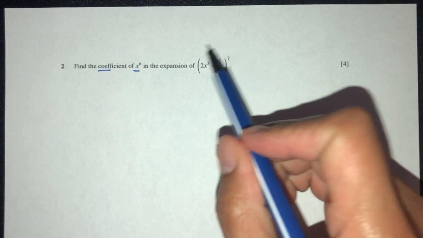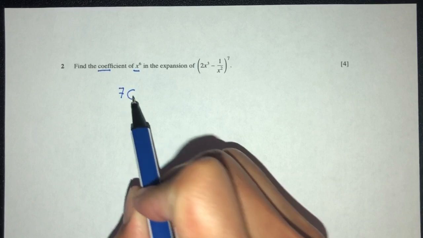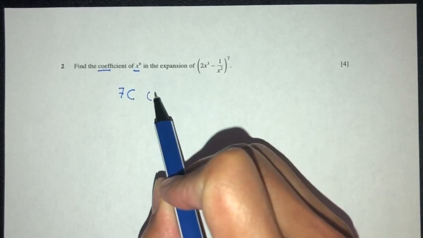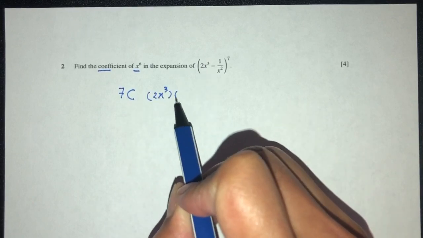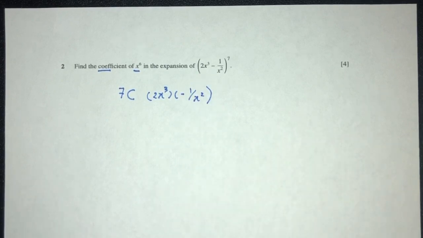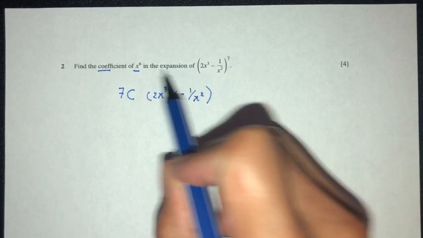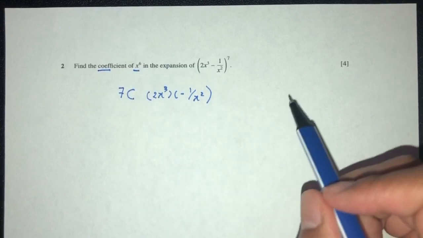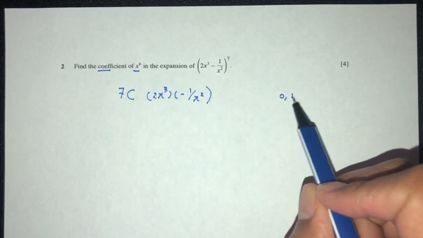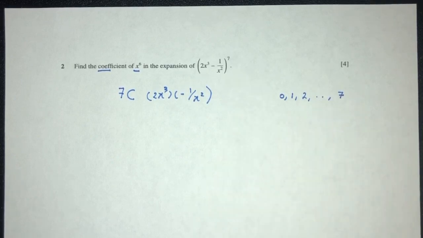For example, how would you expand this usually? You will take 7 choose something, and here we have 2x power 3, and here we have 1 over x squared. In this case, we have to choose what power I can choose here so that when I expand the whole thing, I will have x power 6. The power can be from 0, 1, 2, until 7 because we have power 7 over here. Again, this is done by trial and error. We don't know exactly at first. We have to try which one is possible.